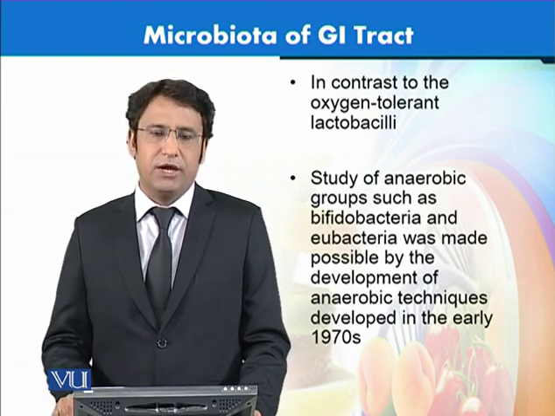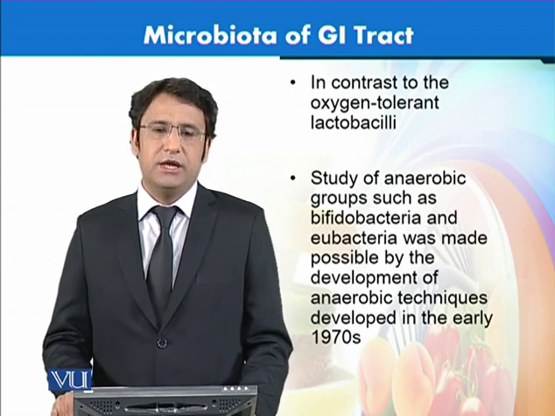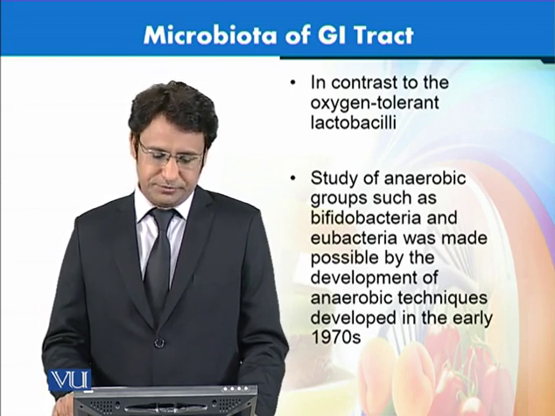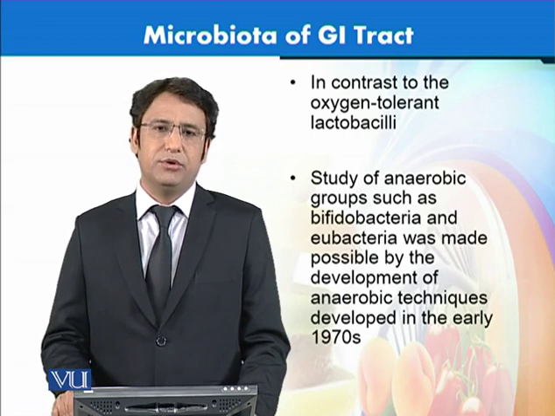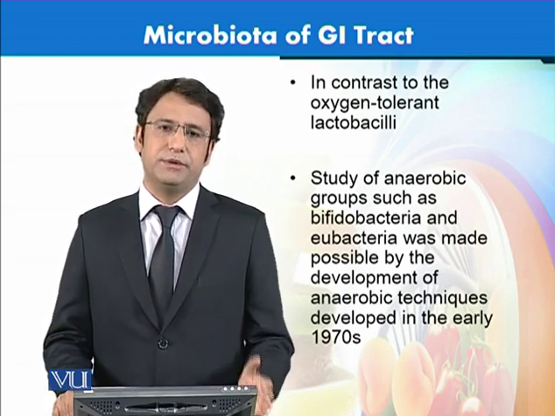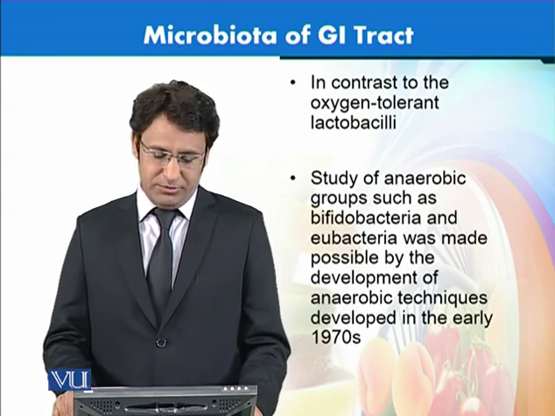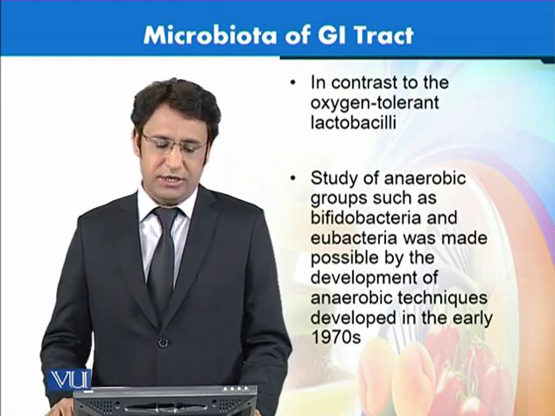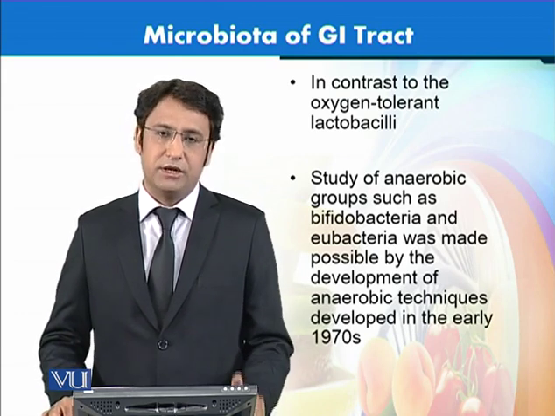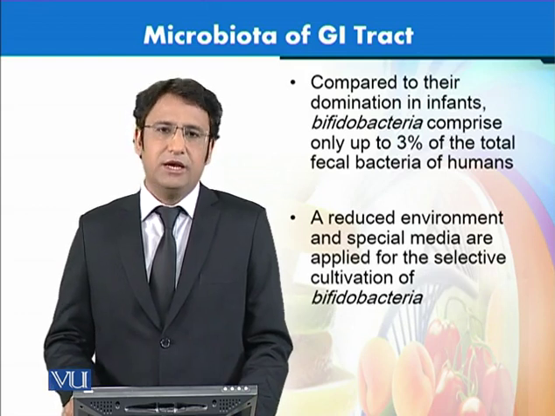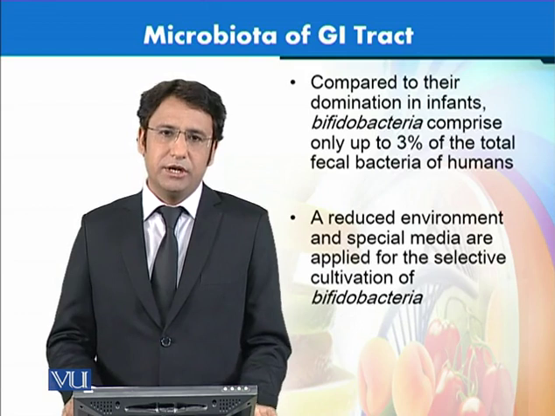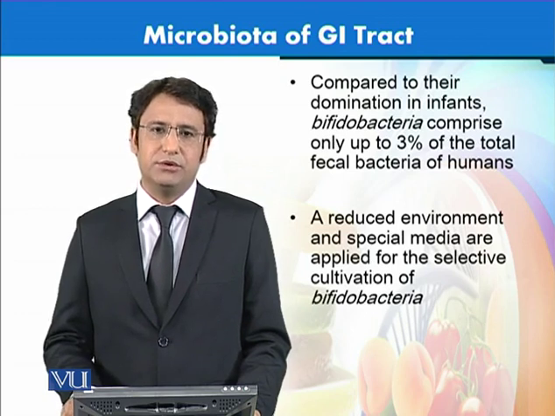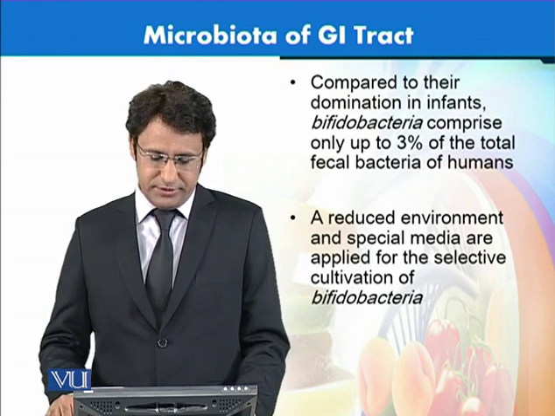Unlike the oxygen-tolerant lactobacilli, there are a lot of other anaerobic groups such as Bifidobacterium and Eubacterium. They have been shown to have some very good health implications, and we have come to know about them recently because after the 1970s there have been improved techniques by which we can isolate and study these microorganisms. They are also present in the GI tract. Bifidobacterium is predominantly present in infants, but in human adults they also make up 3% of the total microbial population.